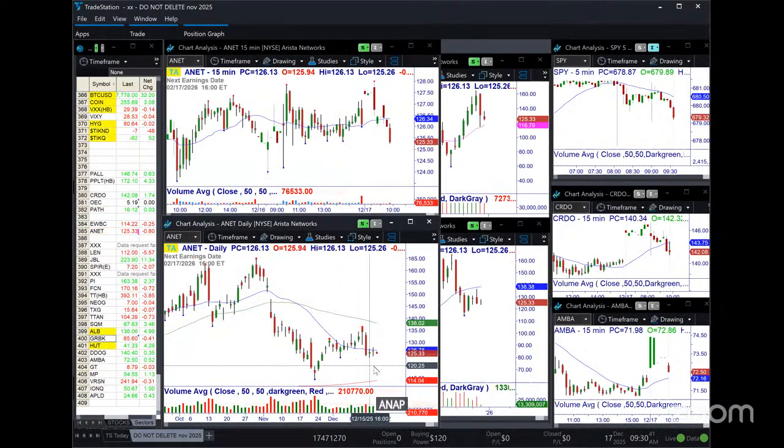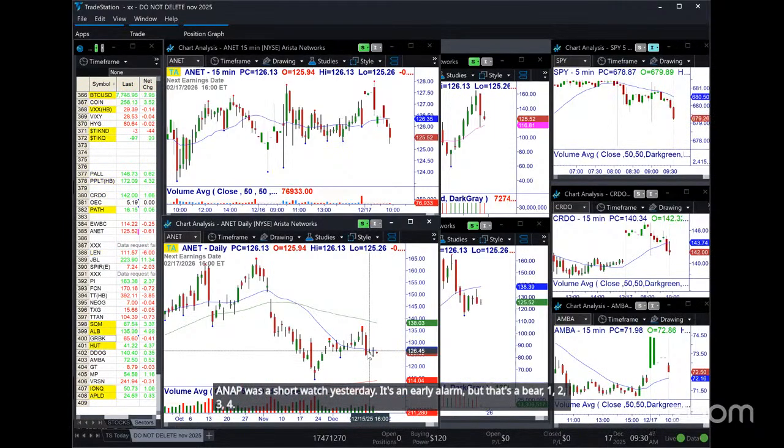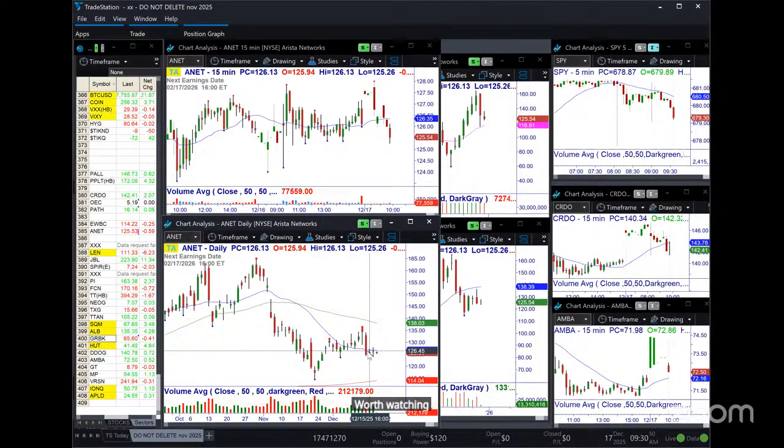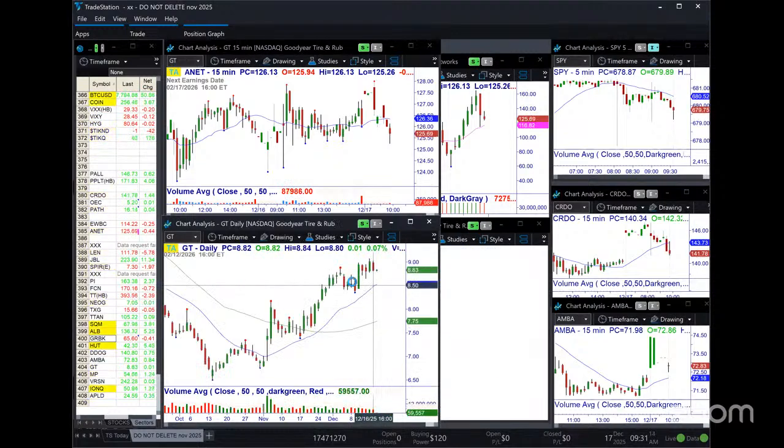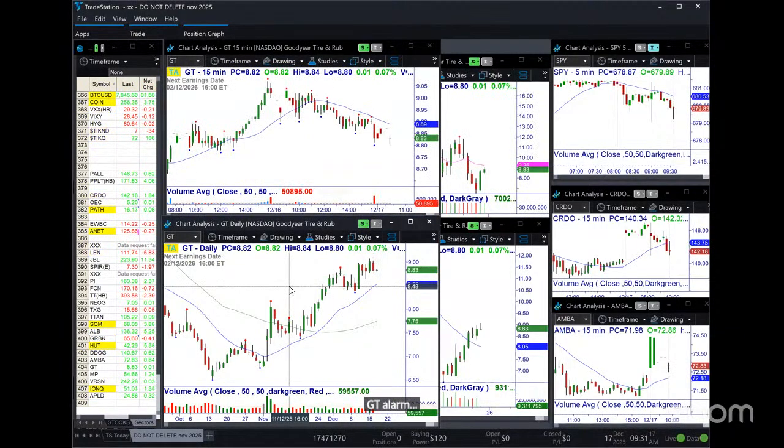ANET was a short watch yesterday. It's an early alarm, but that's a bear 1, 2, 3, 4. Worth watching. I'm going to set an alarm at 124.50. GT alarm. There, it's an early alarm, but it's not acting right. Alarm 878.